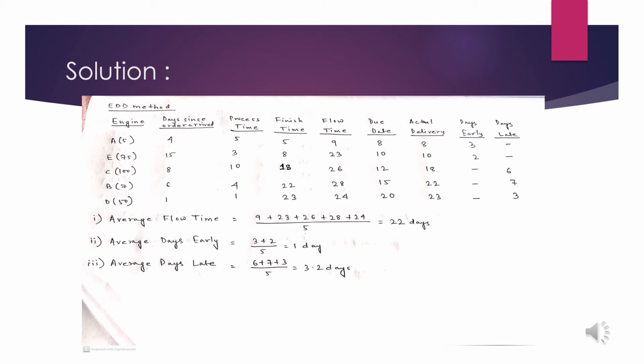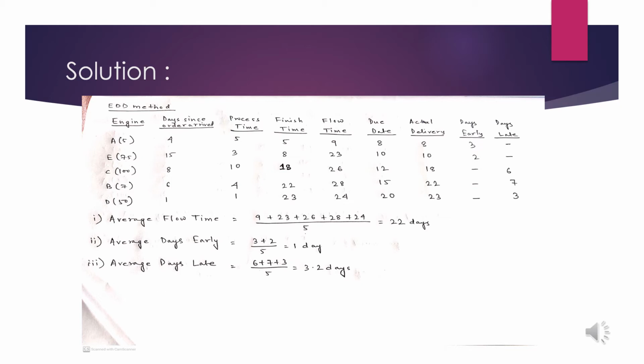From this, now let's go back to the due date and the actual delivery. The due date of work A is 8, so the actual delivery will be 8, but the work has been completed at 5. So the days early for A is 3. Similarly, for E, the due date is 10, so the actual delivery date is 10, but the work has been finished at 8. So days early becomes 2.